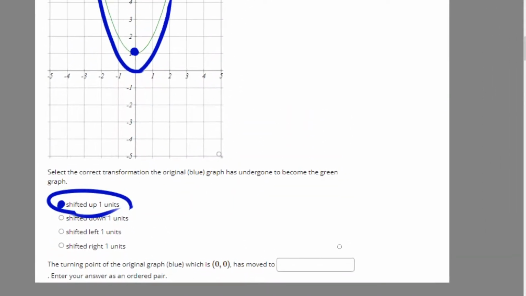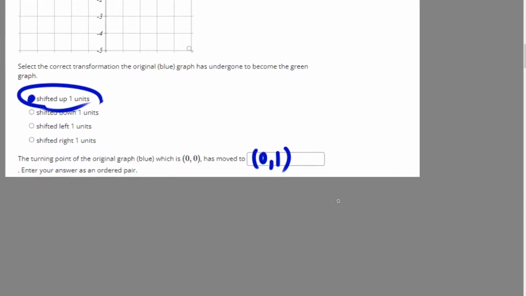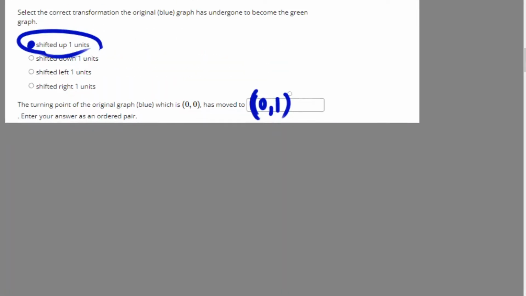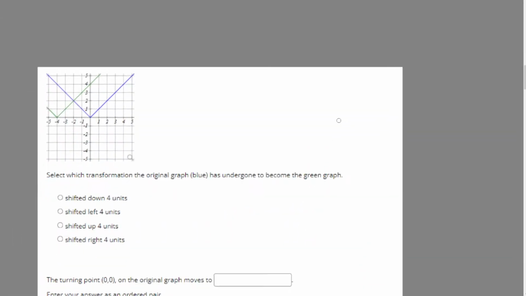And then the original turning point of the blue graph, which is our vertex where it starts, is 0, 0. Now it's just moved to 0, 1. This is still our turning point. This is 0, 1, x, y. Yep, and that would be your answer. And you want to make sure that you have the parentheses around it and a comma in between.